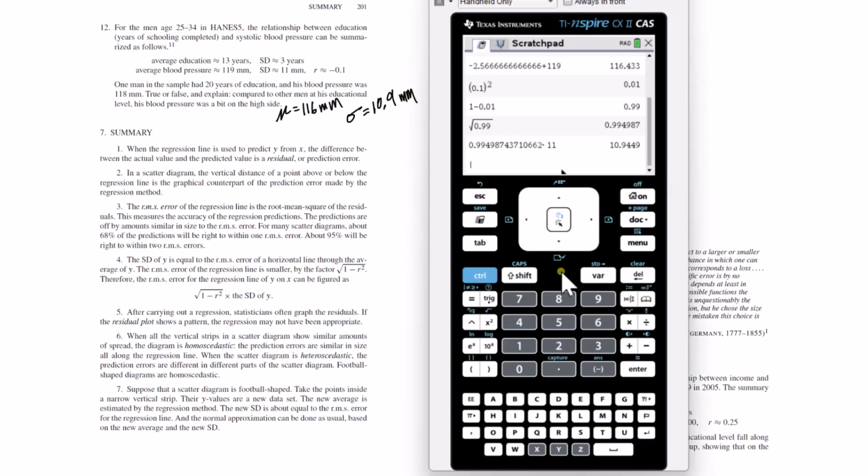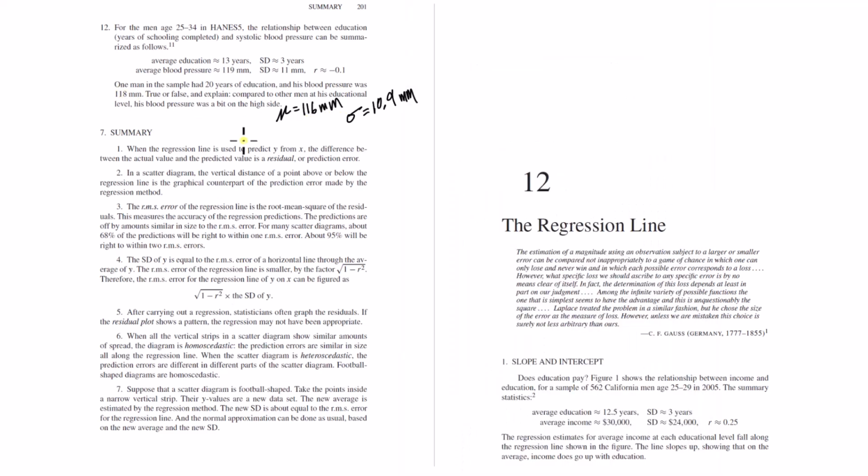Now, the question is, compared to other men at his educational level, is it true that his blood pressure was a bit on the high side? This person who had 20 years of education had a blood pressure of 118. So this is false. His blood pressure was a bit on the low side. He was below average. Or no, wait. No. The average was 116. He was 118. He was a little bit above average. So true.